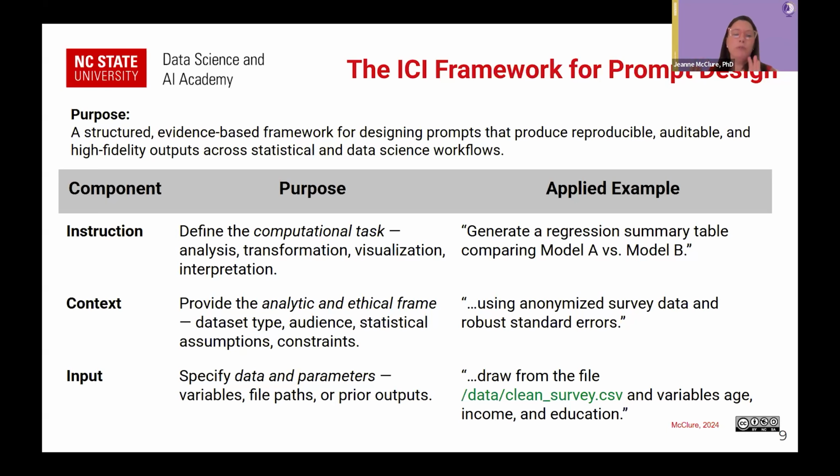Instruction is really what the model should do. Here I'm telling the model to generate a regression summary table comparing model A versus model B. The context is the why and the for whom, so using anonymized survey data and robust standard errors. We could also put the persona here as well. And then input specifies data and parameters, any variables, file paths, or prior outputs.